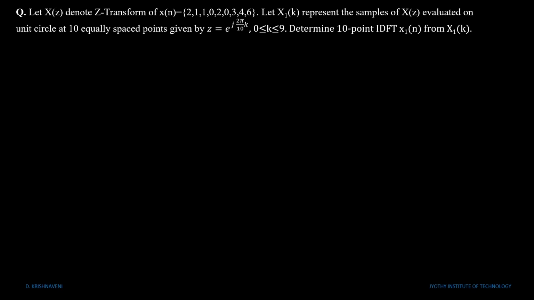So in this question, let X(z) denote the z-transform of x(n). x1(k) represents the samples of X(z) evaluated on the unit circle at 10 equally spaced points, where z is given by e^(j2πk/10). So we have to determine the 10-point IDFT, that is x1(n), from x1(k).